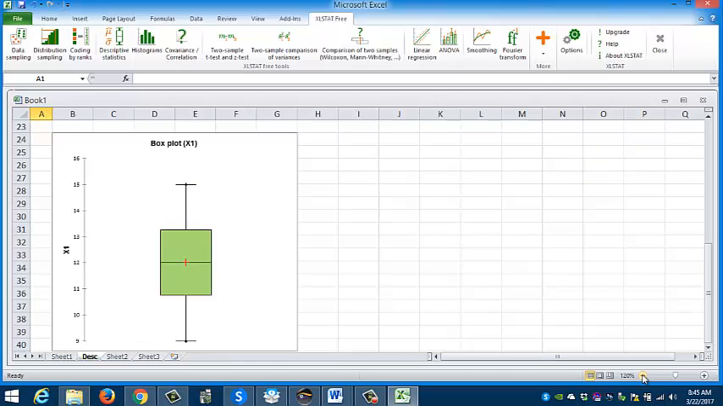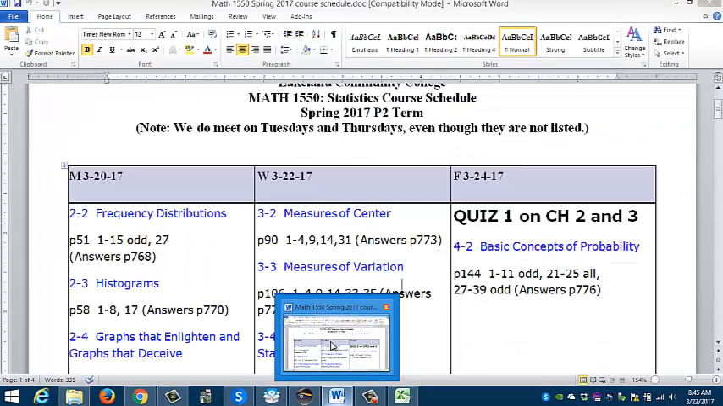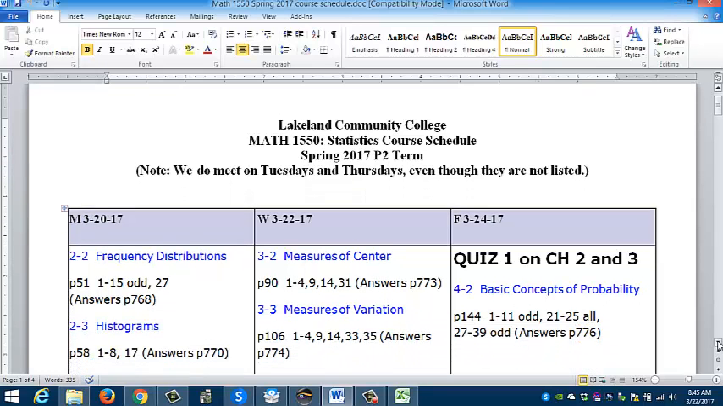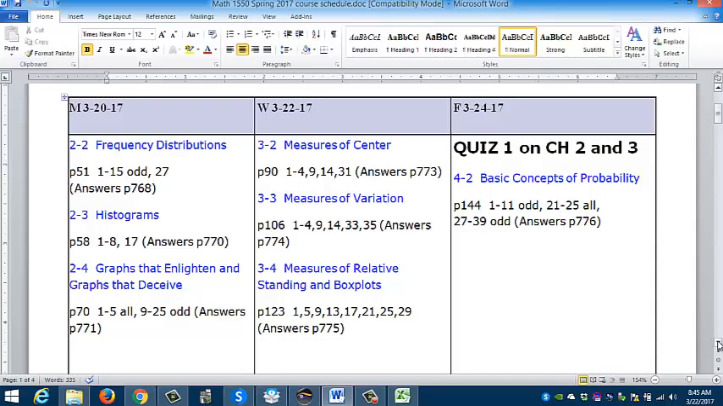And as I move into the box plot, it's funny, on my course calendar, I'm actually moving to the next section of Chapter 3. I told you, Chapter 3 goes very quickly. Look, yesterday we did measures of center. Today we started talking about measures of variation. We also today want to talk about measures of relative standing and box plots. And so I want to show you what these things are.